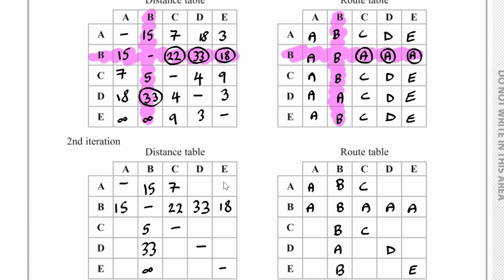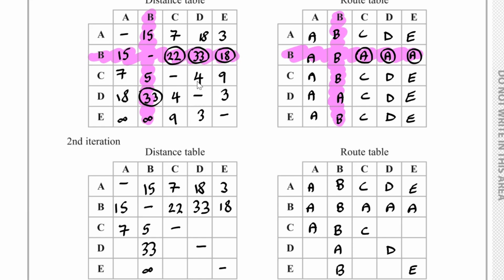Okay? And we then compare the 18 with 15 plus 33. The 18 is smaller. Again, we make no adjustments. We then compare the 3 with 15 plus 18. The 3 is definitely smaller. We make no adjustments. If we take a look at CA, start at C, finish at A, we look at the 7, we compare that with 15 plus 5. The 7 is smaller. We make no adjustments.